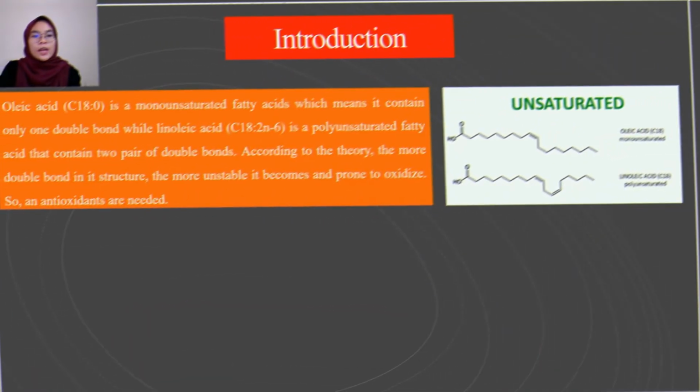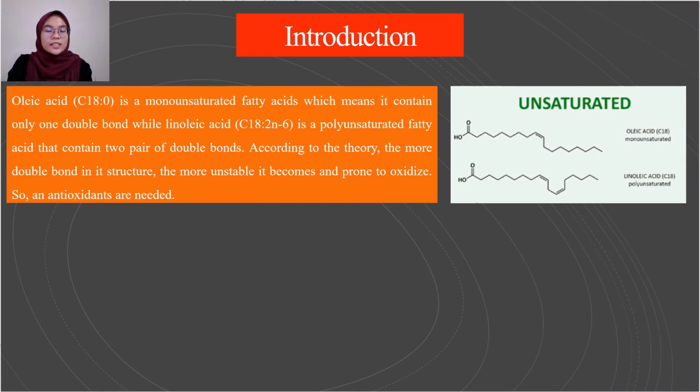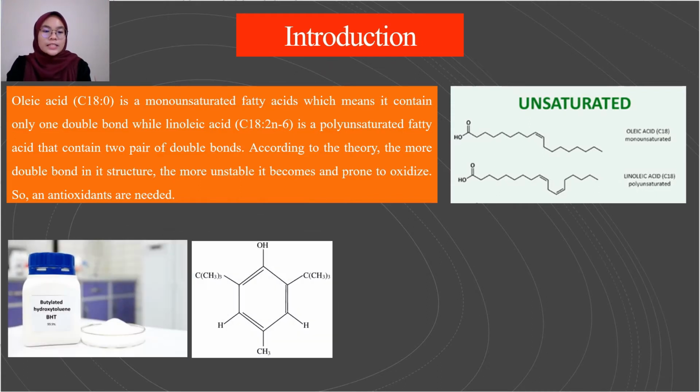Fatty acids. Oleic acid C18:1 is a monounsaturated fatty acid, which means it contains only one double bond, while linoleic acid C18:2 omega-6 is a polyunsaturated fatty acid that contains two double bonds. According to the theory, the more double bonds in its structure, the more unstable it becomes and prone to oxidize. So, antioxidants are needed. This is an example of BHT.